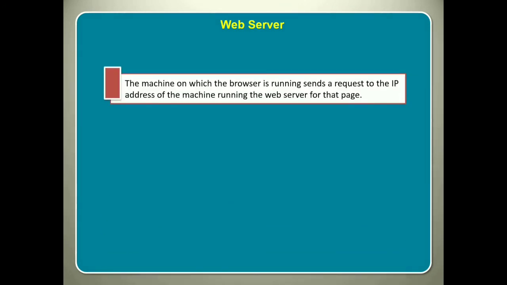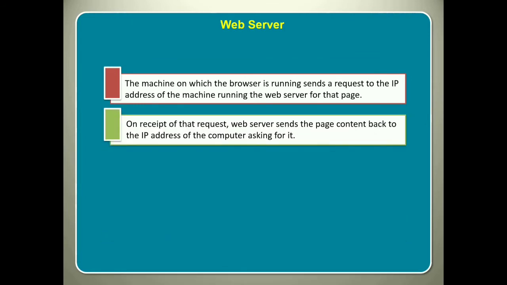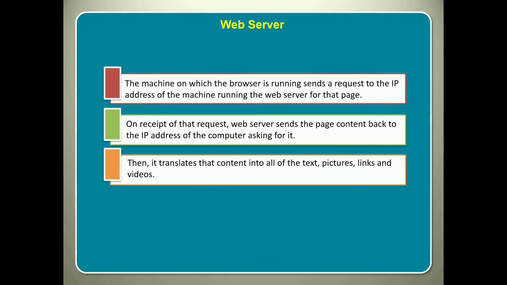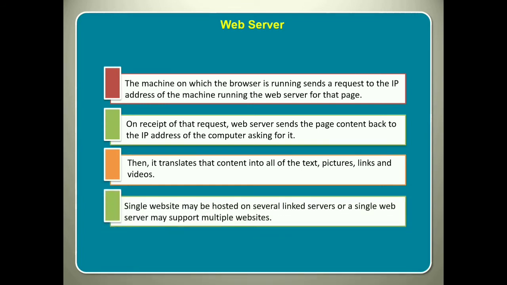The machine on which the browser is running sends a request to the IP address of the machine running the web server for that page. On receipt of that request, the web server sends the page content back to the IP address of the computer asking for it. Then it translates that content into all of the text, pictures, links, videos, etc. A single website may be hosted on several linked servers, or a single web server may support multiple websites.